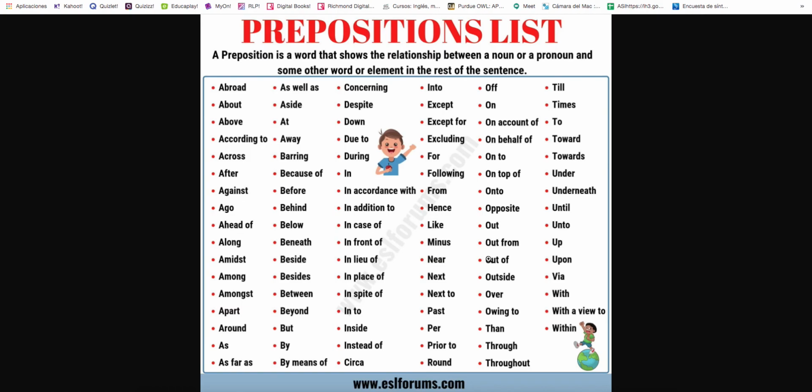And let's check the last one. What about towards? What is that? Towards. Or toward. What is that? Hacia. Como que no, hacia algo. Hacia. Todavía no sé. Yeah, hacia. When you go towards something.